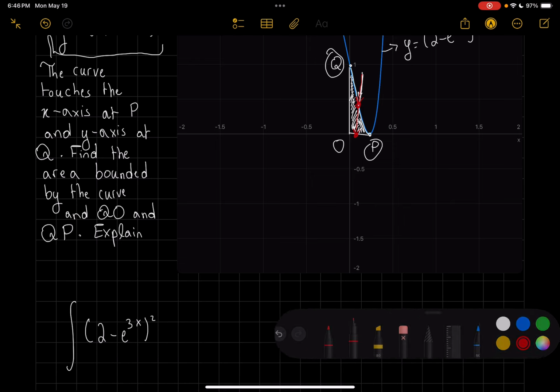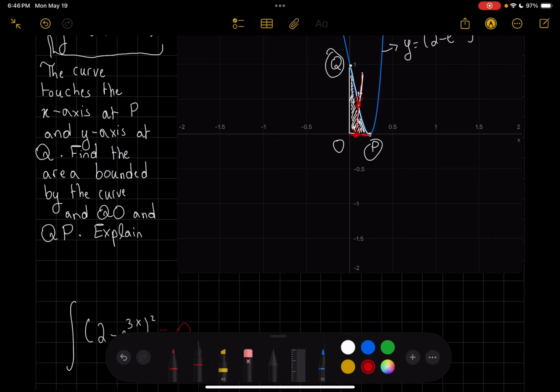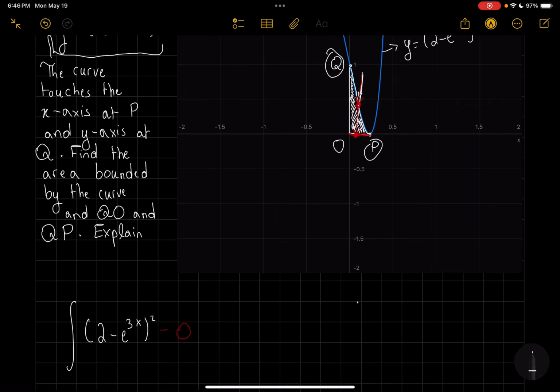So the equation of the straight line, which is the x-axis, is basically y equals 0. So it's going to be minus 0 dx.